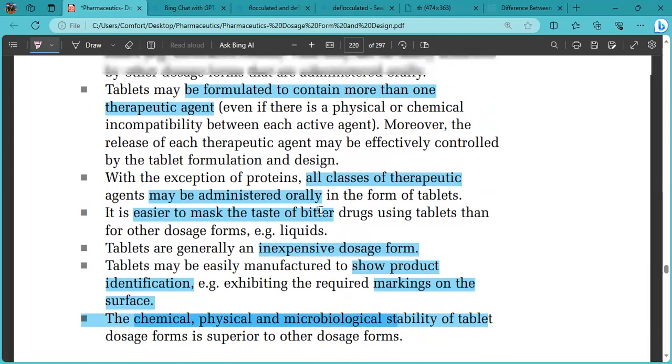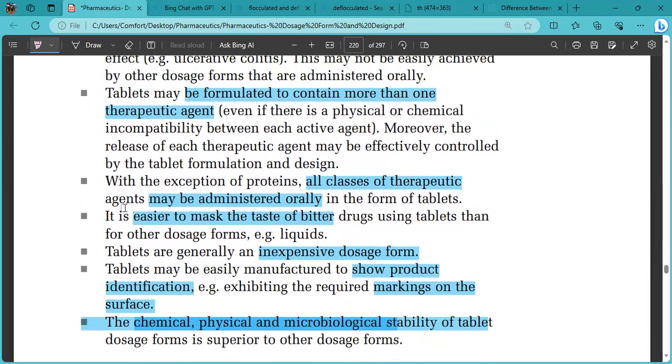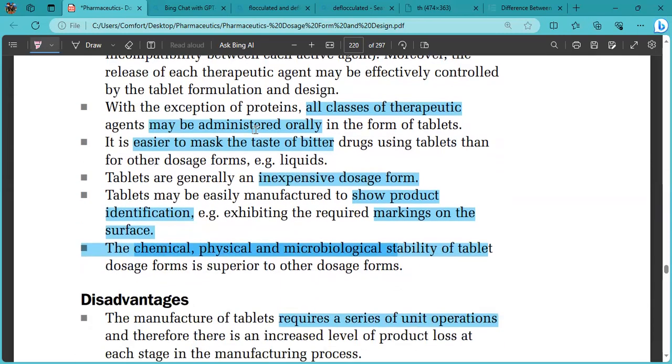Tablets can contain more than one therapeutic agent. So instead of giving a patient many different tablets that each contain an individual drug, you can give them one tablet that has all the therapeutic agents you wish to administer. So it's much easier and convenient. Again, compliance comes in. Nearly all classes of therapeutic agents can be administered orally in the form of tablets, with the exception of proteins.